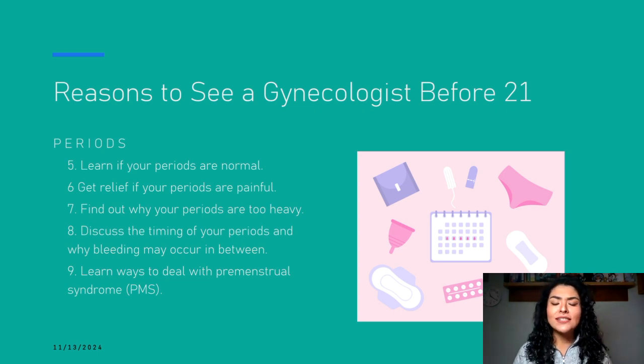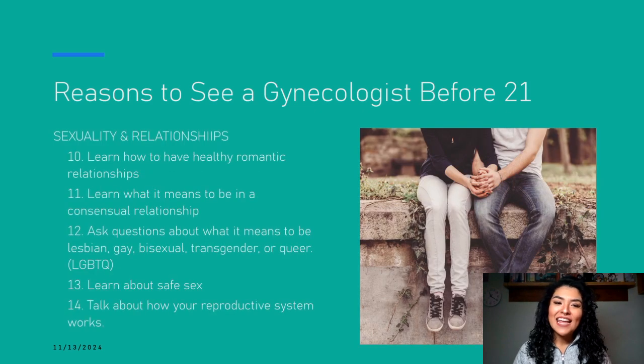7. Find out why your periods are too heavy. 8. Discuss the timing of your periods and why bleeding may occur in between. 9. Learn ways to deal with premenstrual syndrome, or PMS. 10. Learn how to have healthy romantic relationships. 11. Learn what it means to be in a consensual relationship. 12. Ask questions about what it means to be lesbian, gay, bisexual, transgender, or queer.